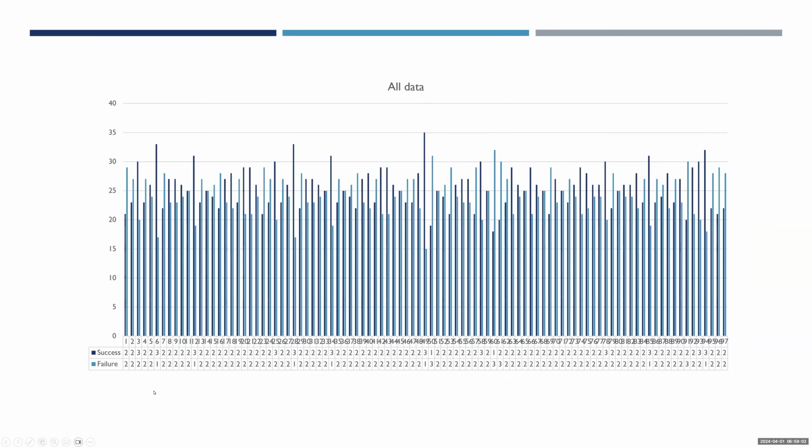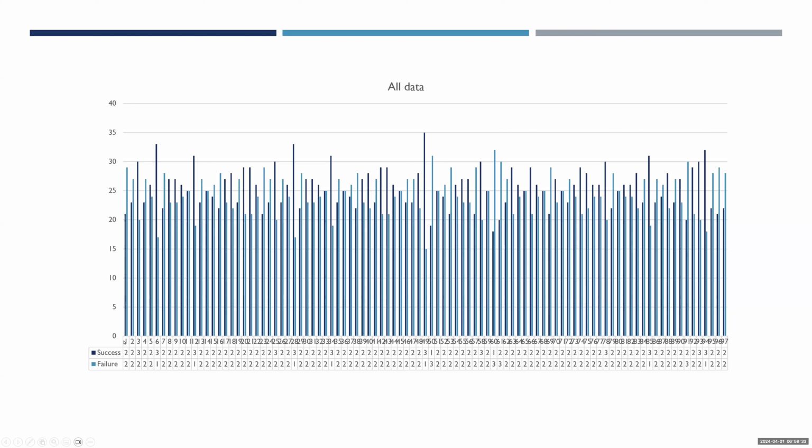This individual showed all of the data for all of the students for the entire year. And as you can see, it is completely unreadable. This is exactly how it appeared in the paper, and it is completely unreadable. Now, there is one thing that stands out on this graph, and that is this mark here where someone has 35 successes. That is, again, statistically unlikely.